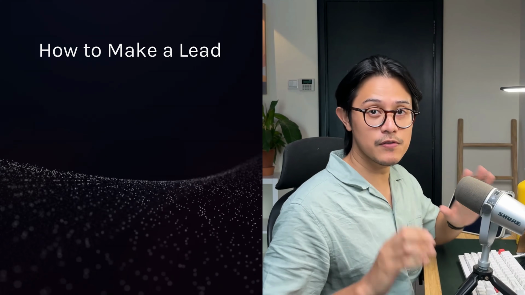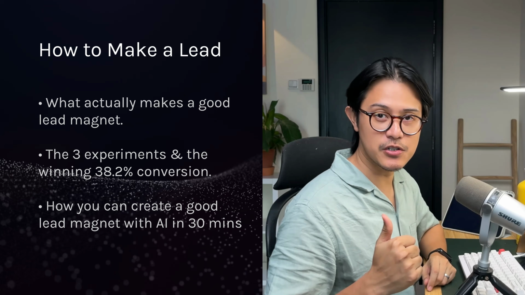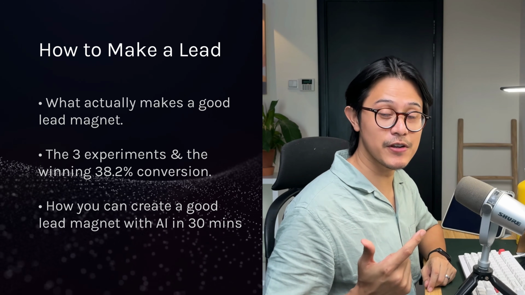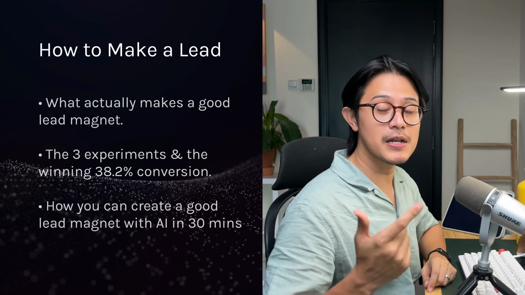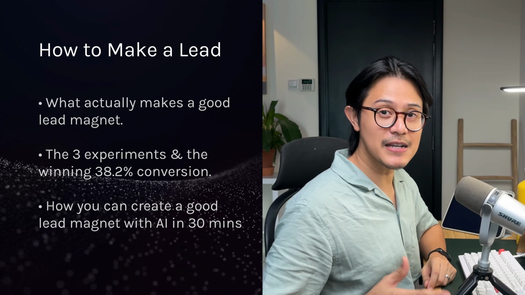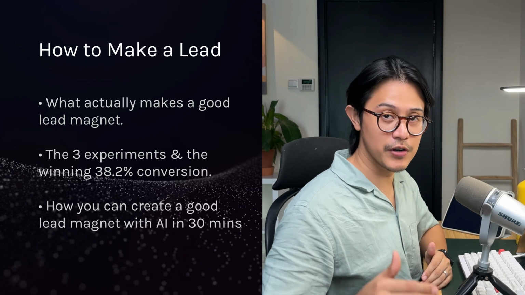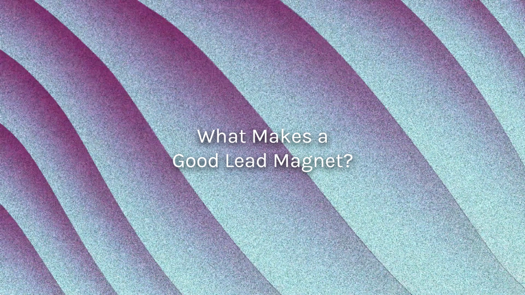So in this video, we're going to cover three things. Number one, what actually makes a good lead magnet that converts. And number two, I'm going to share with you the 3 experiments that I've done and the 1 lead magnet that I've gotten 38.2% conversion rate. And lastly, I'm going to share with you some AI prompts that I've used along the way so you can build a high converting lead magnet within 30 minutes. Let's go. All right, so step number 1, what exactly makes a good lead magnet?